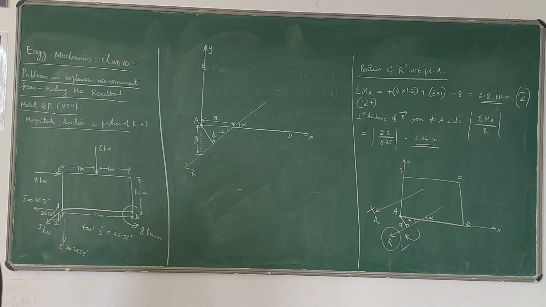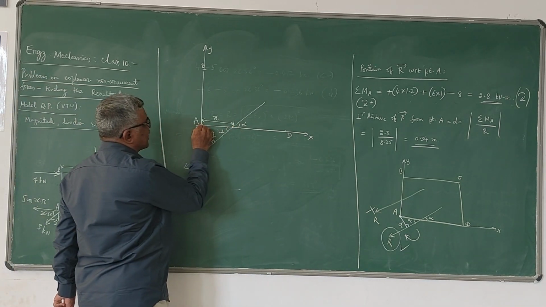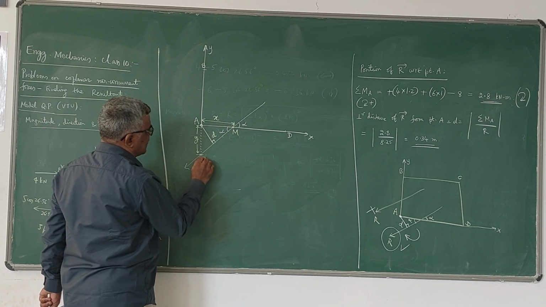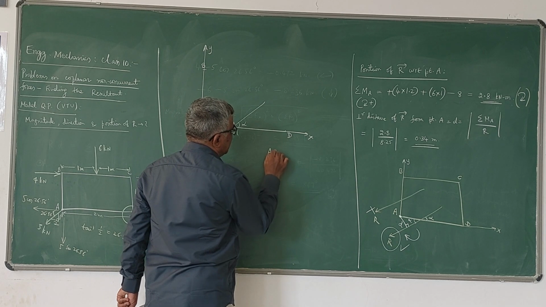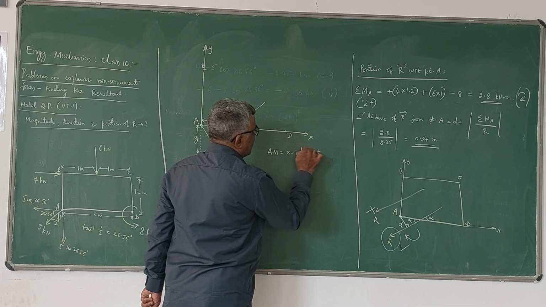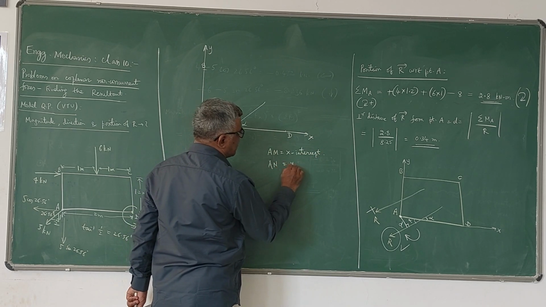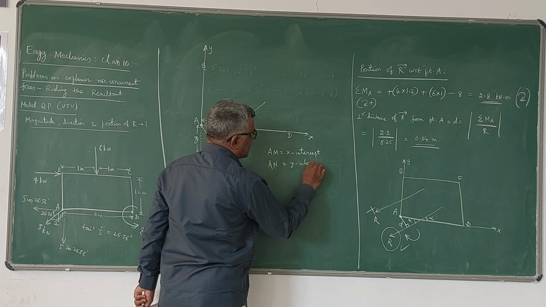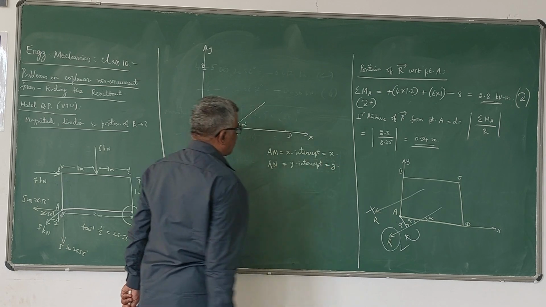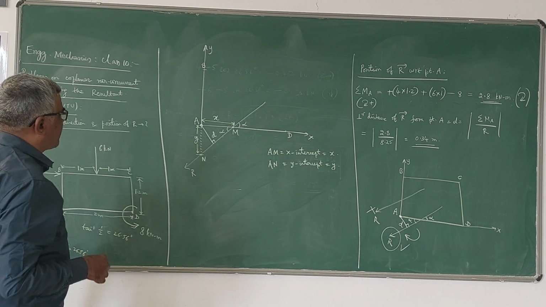The line of action, wherever it cuts the x-axis. So from the point under consideration to that point. Suppose I take this point as M, this as N. So this AM is called the x-intercept of the resultant, and AN is called the y-intercept. I will take the x-intercept as small x, and the y-intercept as small y. Now D, as you know, is the perpendicular distance of the resultant from the point A.